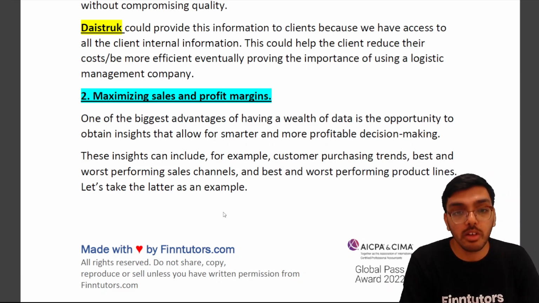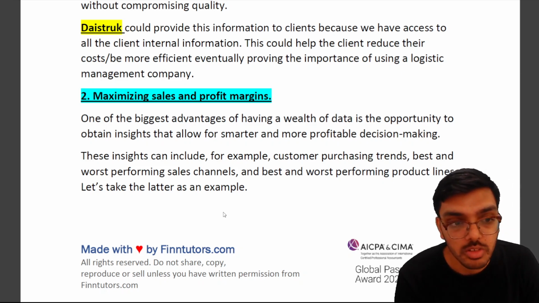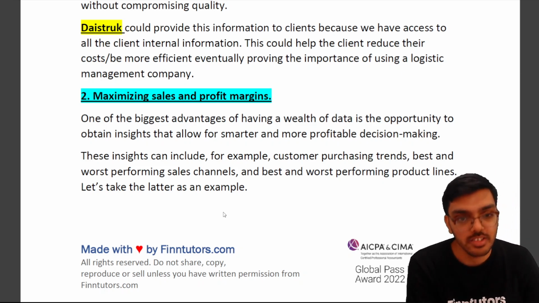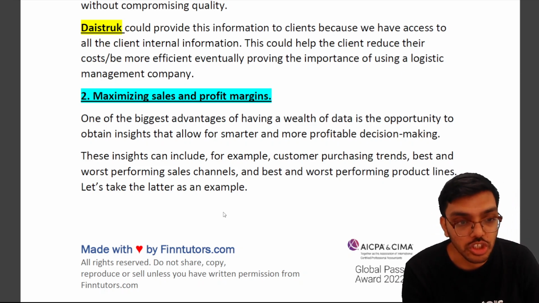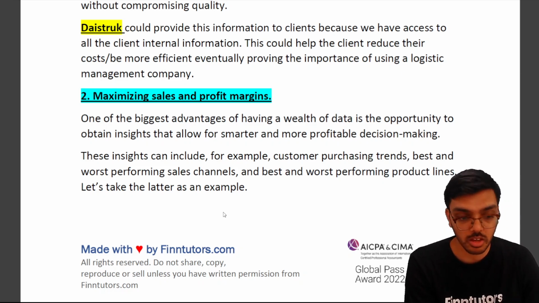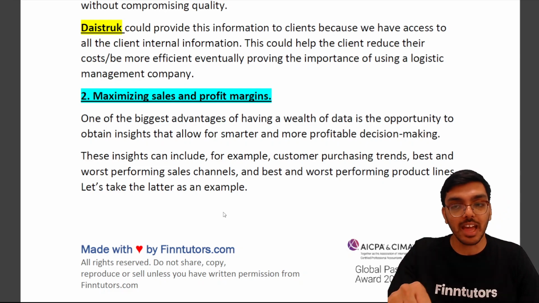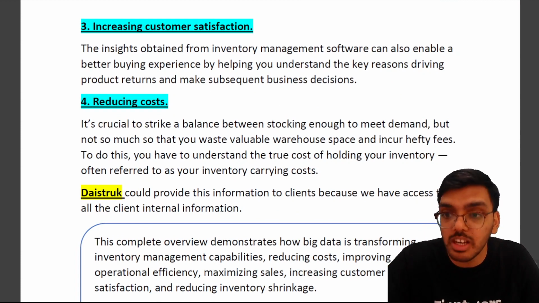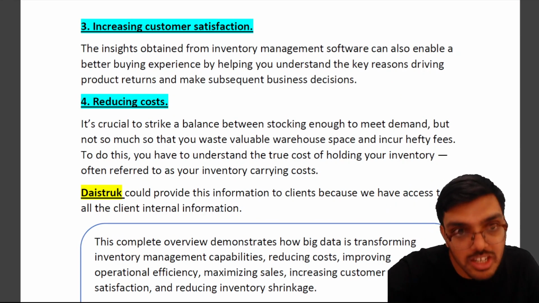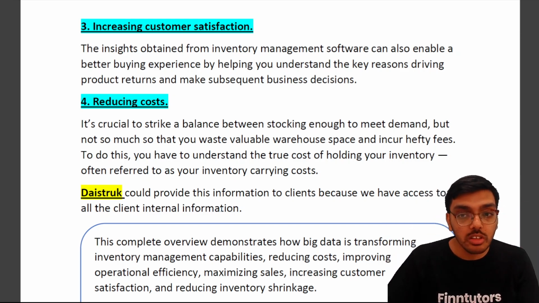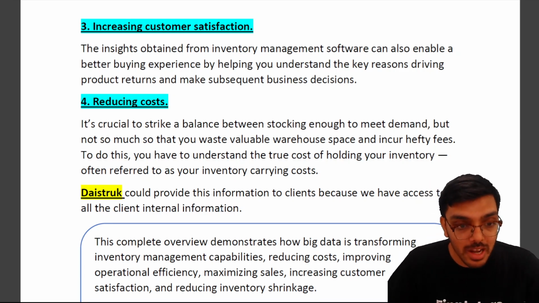So one of the biggest advantages of having a wealth of data is the opportunity to obtain insights that allow for smarter and more profitable decision making. For example, customer purchasing trends, best and worst performing sales channels, best and worst performing delivery times. All of this information you can gather and tell your customer, and they might be able to use this effectively to change their production or manage their logistics. This use of data will give good customer satisfaction. It will help reduce costs as well.